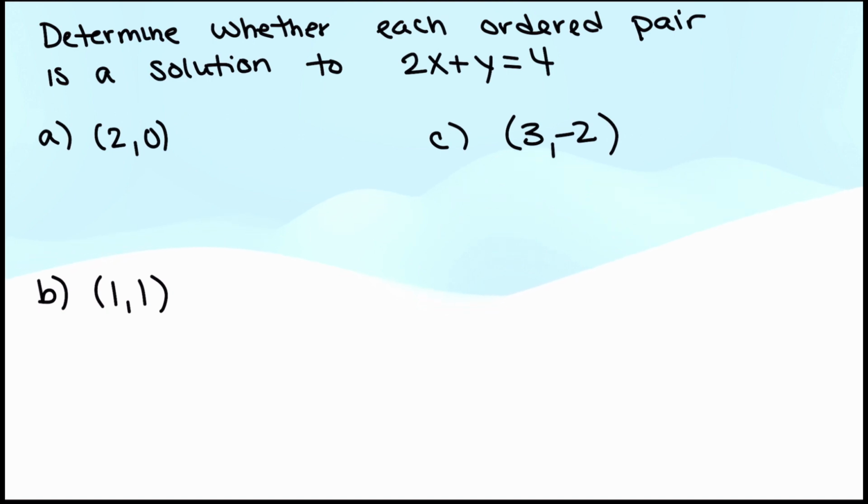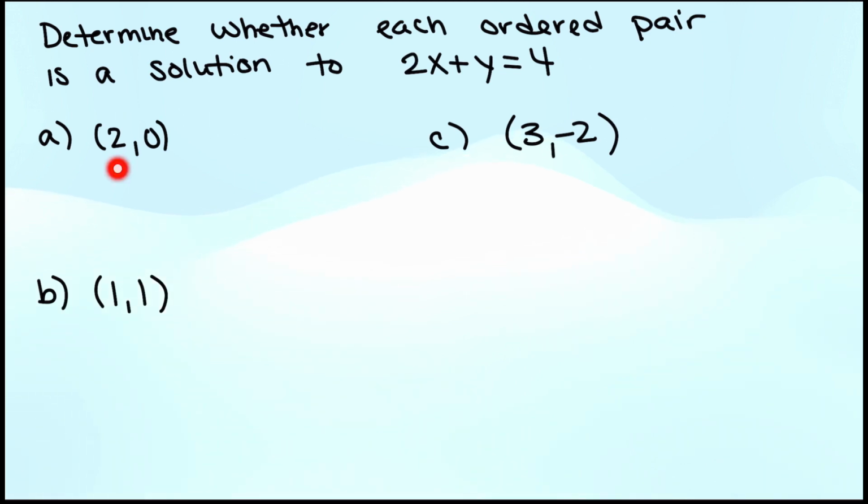Okay, so now let's start to talk about linear equations in two variables. So the equation 2x + y = 4 is a linear equation because it doesn't have any exponents or square roots, and it's got two different variables, an x and a y. So the first thing we're going to do is talk about solutions to these equations. I've got a list of 3 ordered pairs, and we're going to determine whether each ordered pair is a solution.